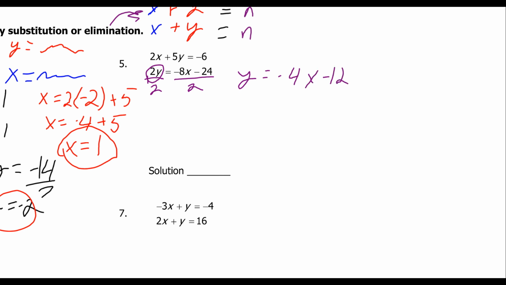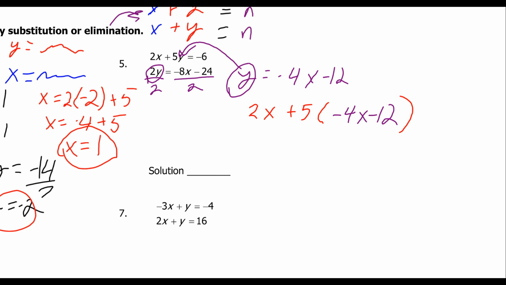And now we have something that is very easy to plug in. So we take this y right here and plug it right there. And what we're left with is 2x plus 5. And then we take what we came up with for y and plug that in. So negative 4x minus 12, and that equals negative 6.